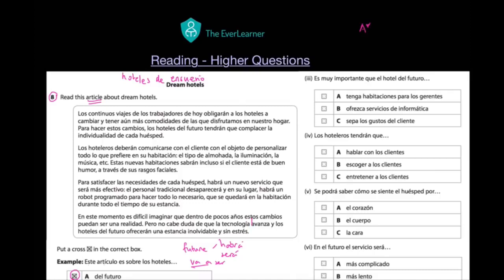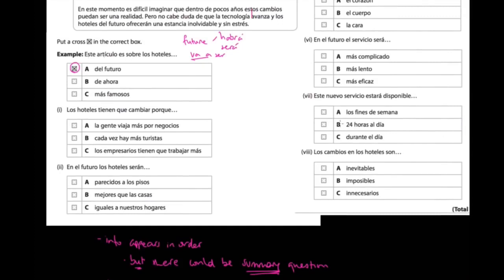The first one we've already looked at. "Los hoteles tienen que cambiar porque." The hotels "tienen que," they must "cambiar," change. Remember, cambiar, to change. Cambio, change. It can be both monetary or just a change. "¿Por qué?" Because "la gente," remember, gente, people, "viaja más," travel more, "por negocios." Negocios, business. So, hotels must change because people travel more for business.